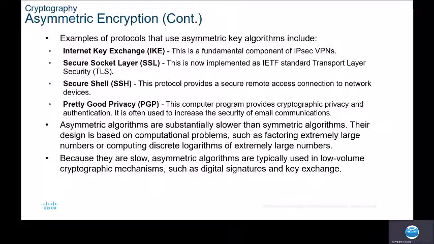Because they are slow, asymmetric algorithms are typically used in low-volume cryptographic mechanisms such as digital signatures and key exchange. So basically, you use an asymmetric encryption system to send a secret key that you can then share, and then you can use AES. That's typically how it goes.